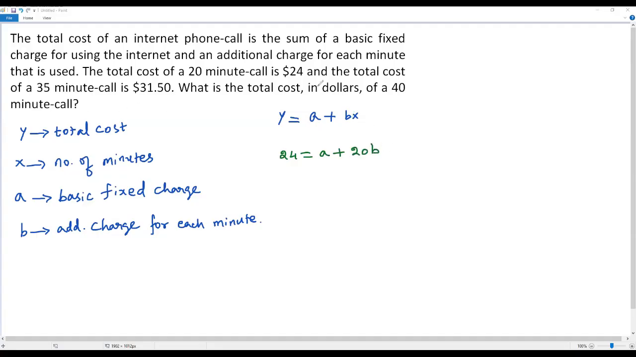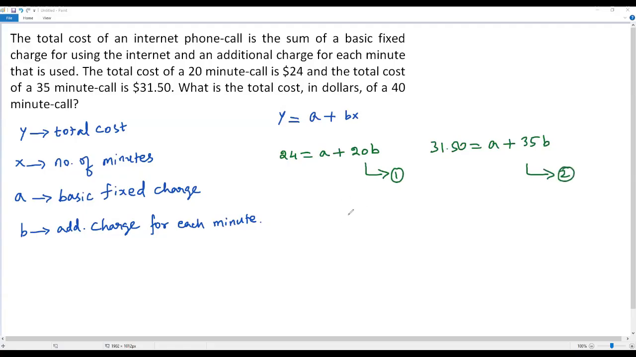And also we can use the second piece of information. The total cost of a 35-minute call is $31.50. That is, when X equals 35, the value of Y is 31.50. Let me plug in. So the value of Y is 31.50, equals A plus, and for X we plug in 35 times B, that is 35B. Now we have two equations. This is equation number 1 and this is equation number 2. We have to solve these two equations for A and B.